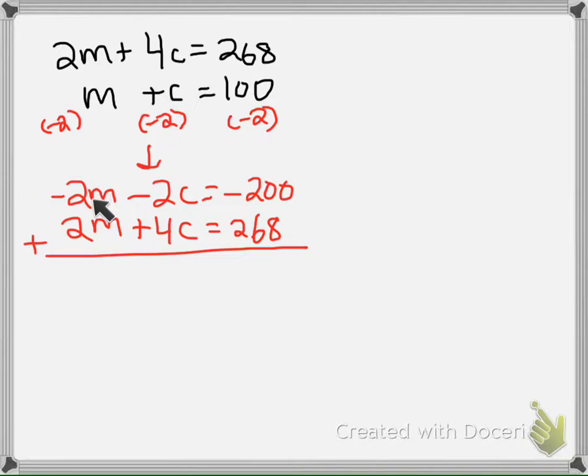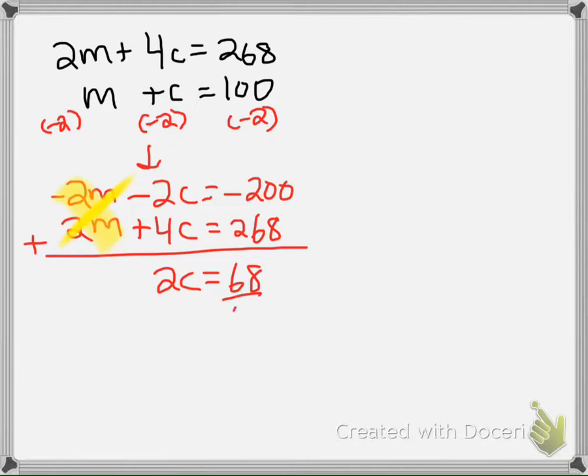Okay, -2 and 2, when added together, cancel out. I'm going to highlight those because those went away. Okay, so those went away. Now -2 plus 4 gives me a +2. And -200 plus 268 gives me 68.